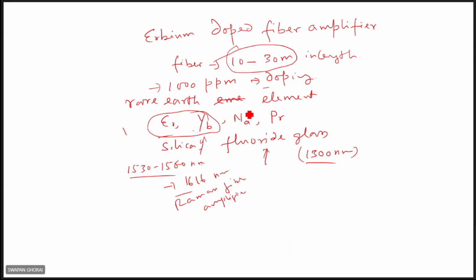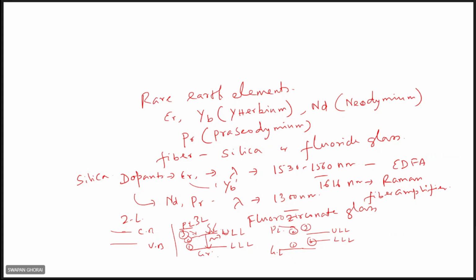At that time, the doping elements will be either neodymium or praseodymium, right? They are the rare earth elements, used like erbium in doped fiber amplifiers. The same thing is mentioned here. So here it is shown: rare earth elements, silica glass fibers, and the dopants are erbium, or sometimes ytterbium is added to increase the performance.